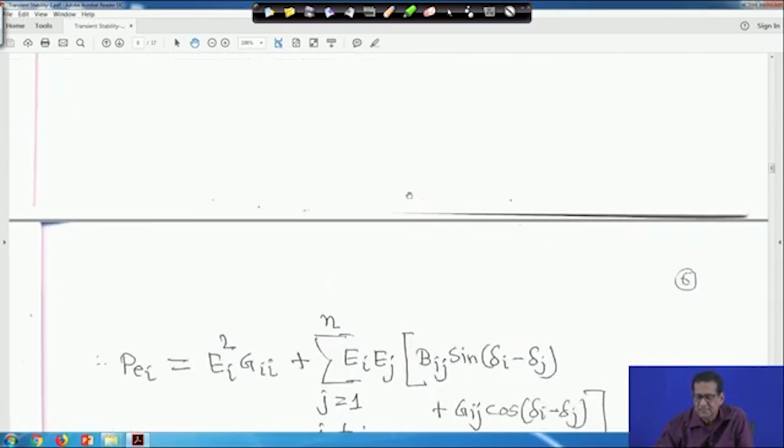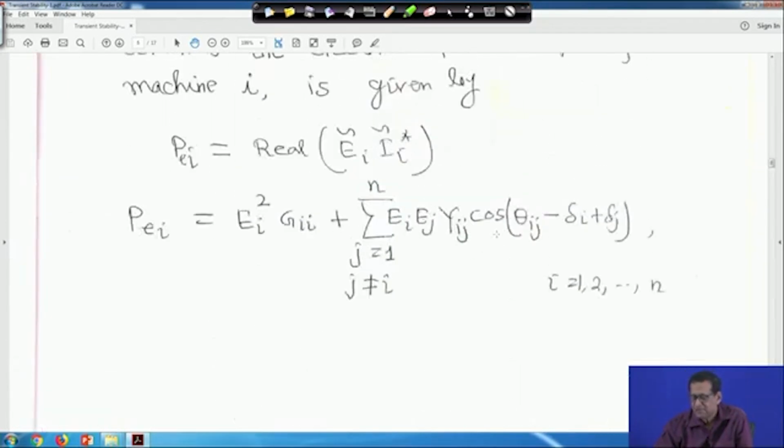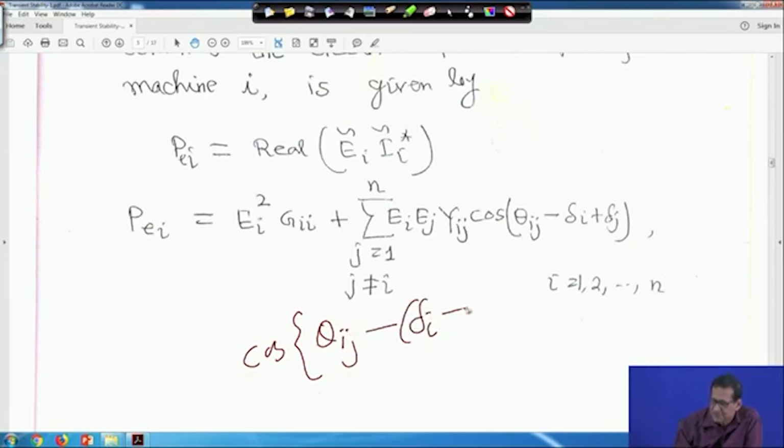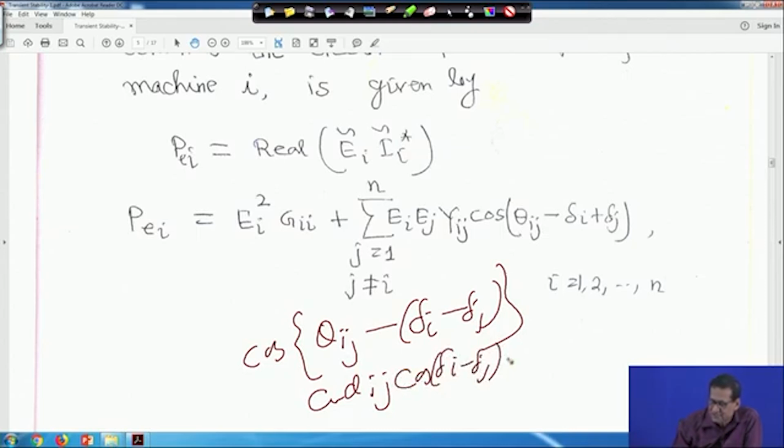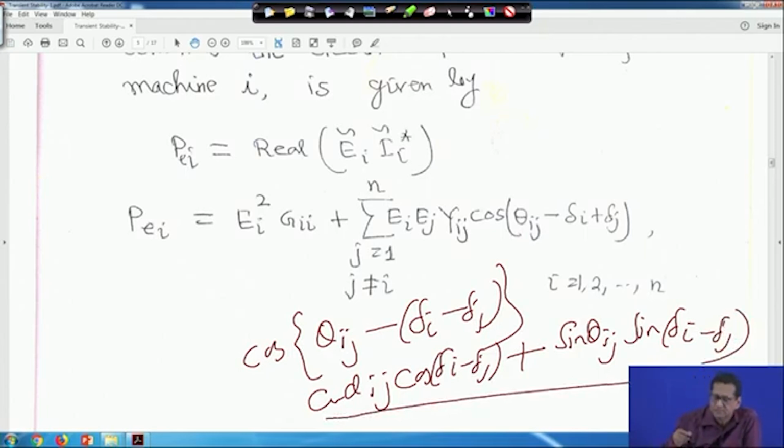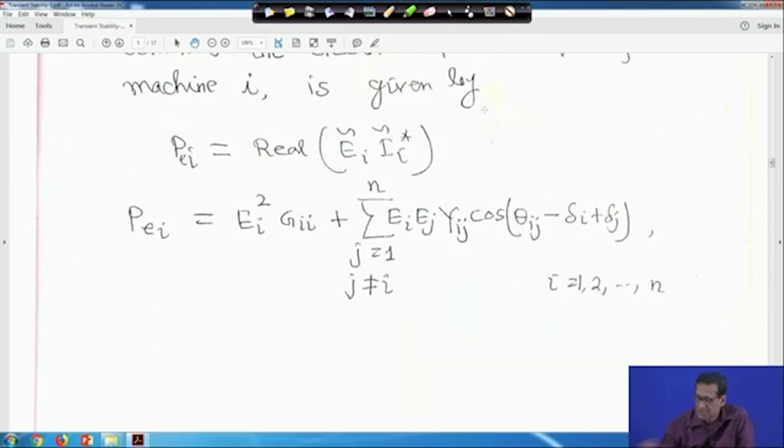Before going to that, this term, cosine of theta ij minus delta i minus delta j, we can expand using cos(a minus b) = cos a cos b plus sin a sin b. So it is cosine theta ij times cosine of delta i minus delta j, plus sine theta ij times sine of delta i minus delta j. That is what we have done here.